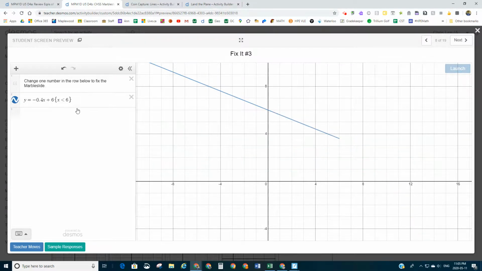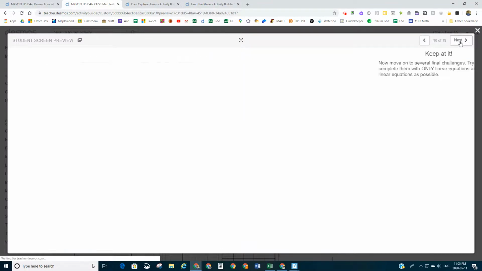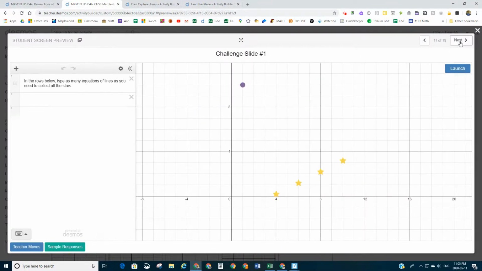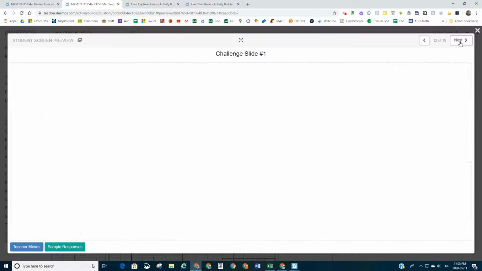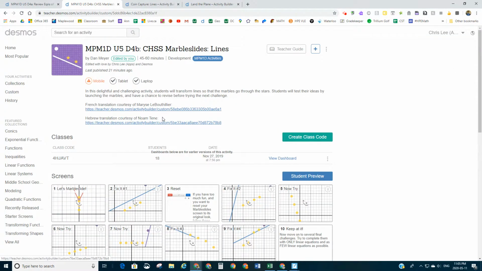So that's why I wanted to review this little domain part, so that when you came across it in Marble Slides, you can see what to do. You're going to have to change the domain on these ones to be able to be successful. Marble Slides is one of Desmos' most popular activities. I've seen students play this for a long, long time. So I really want you to have some fun with these challenges. All right, so there's Marble Slides.